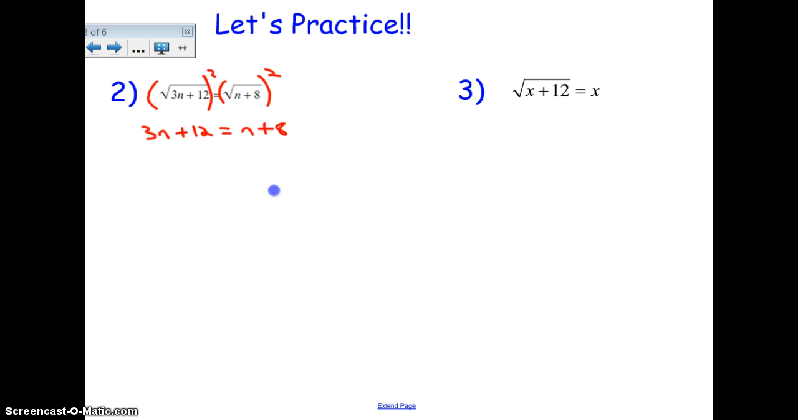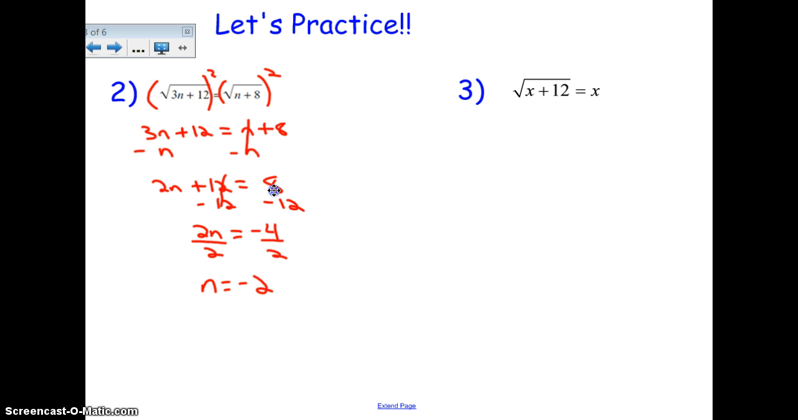Okay, so we're going to subtract n from both sides. Now you're left with 2n plus 12 equals 8. Now subtract 12 from both sides. You get 2n equals -4. Divide by 2, and you get n equals -2. Now make sure that you check in your equation that you put -2 in place of n and get a true statement. So we're going to go to the original problem and check our work.